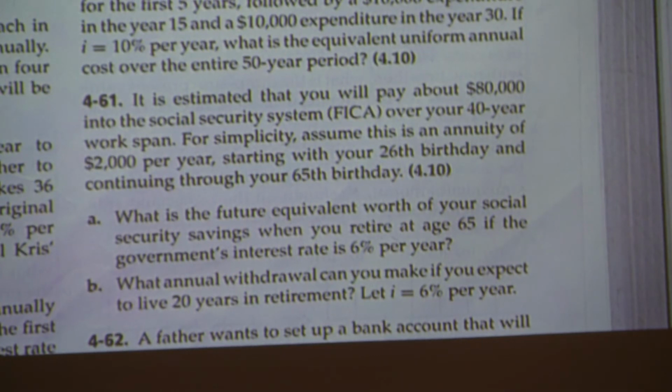That's a tricky one. Y'all see why I got 40 years and not 39? To count the number of years when you're dealing with payments, you count the number of payments. And it looks like our first one starts on our 26th birthday and ends on our 65th birthday. So it's 65 minus 26, including 26. And that tricks a lot of people up.